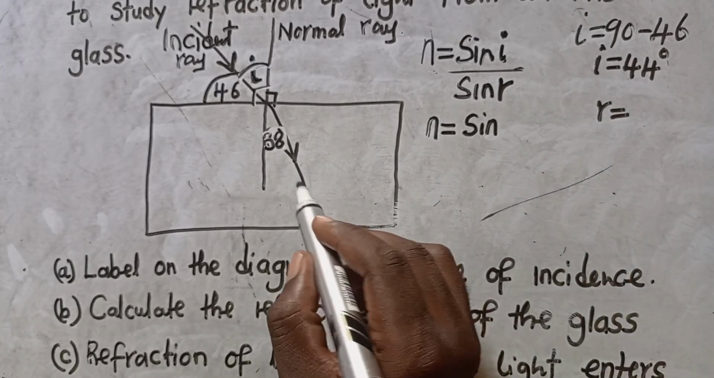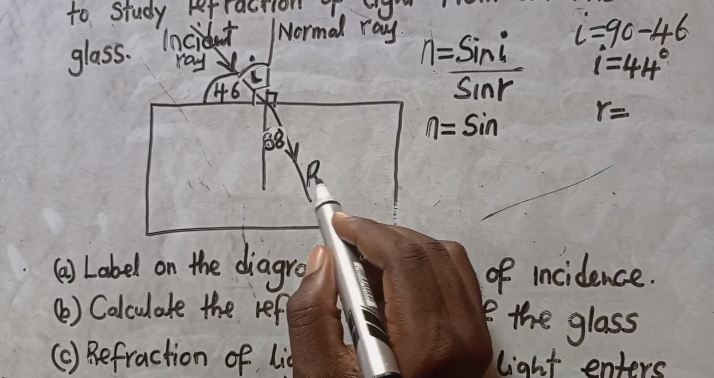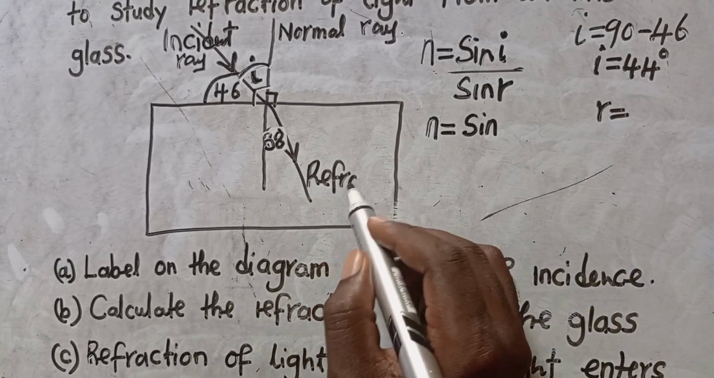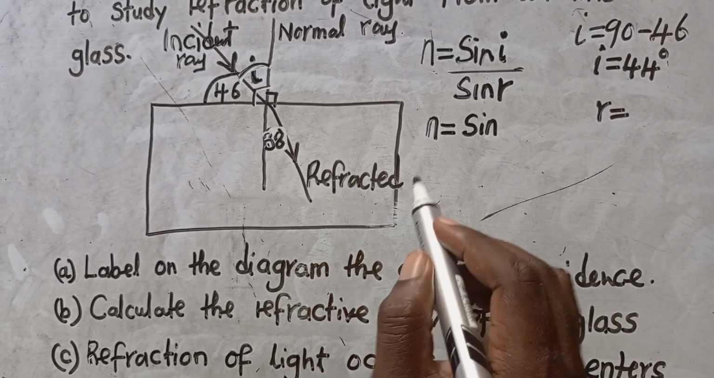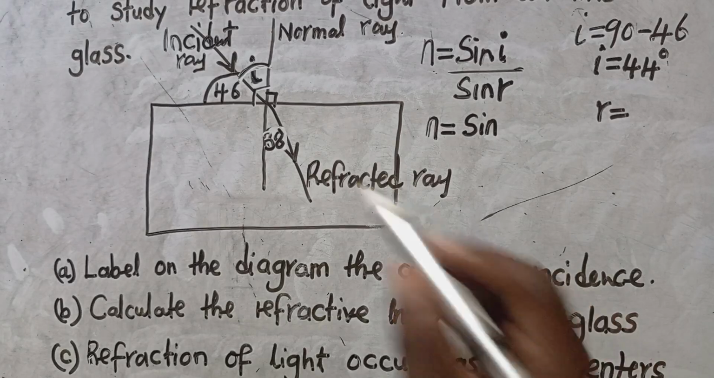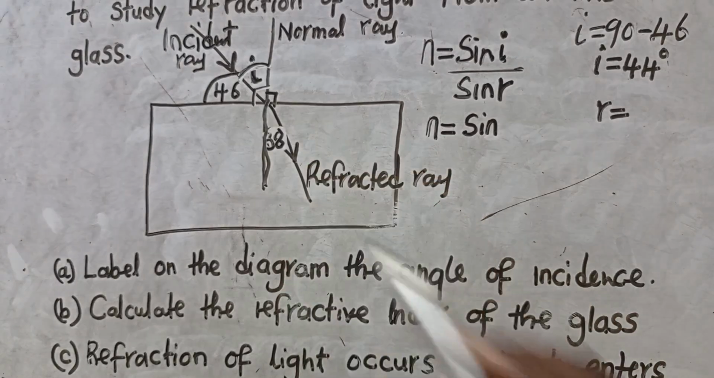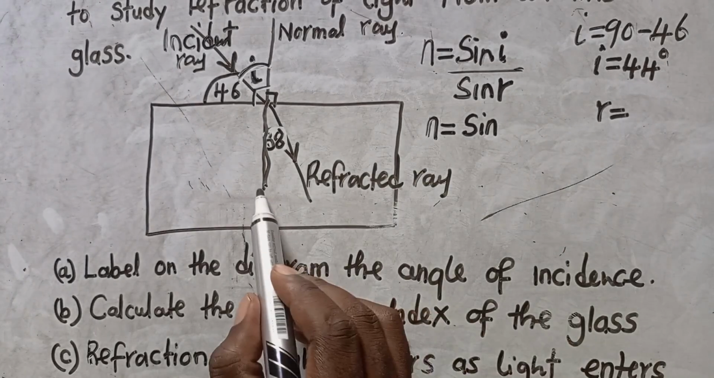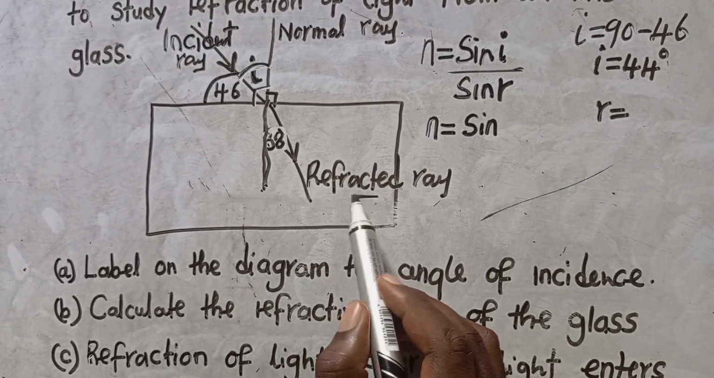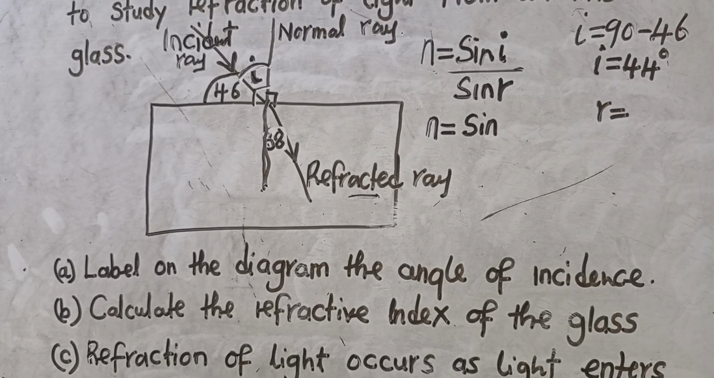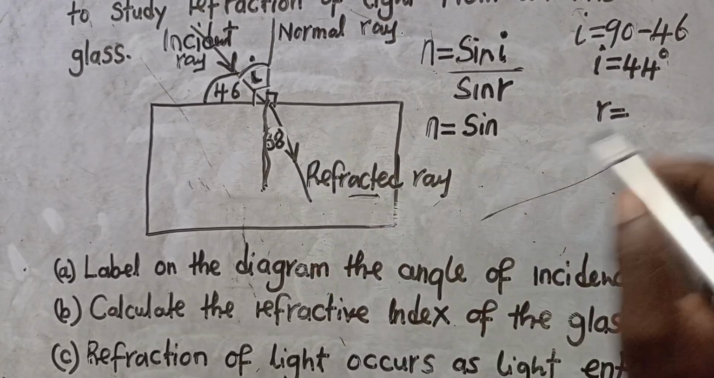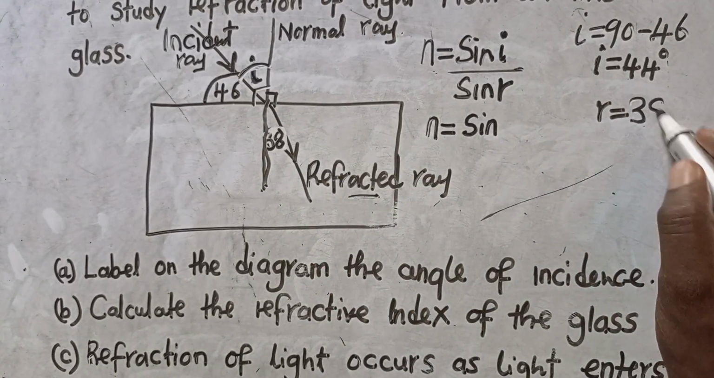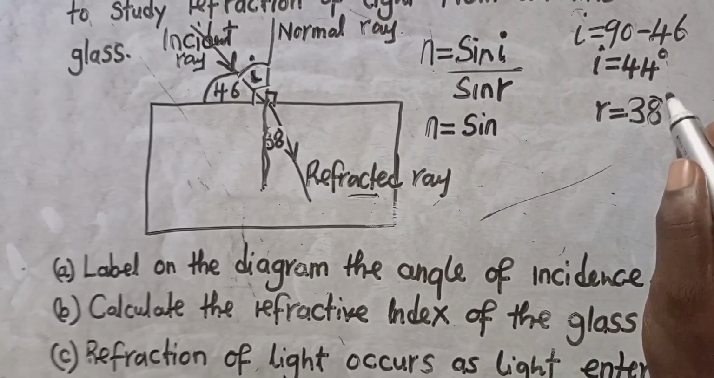How about r? This ray is called the refracted ray. This is the normal ray. The angle of refraction is between the normal ray and the refracted ray. So this one is 38, we are given 38 there. So I'll just put 38 degrees.